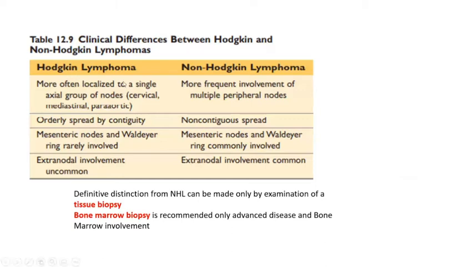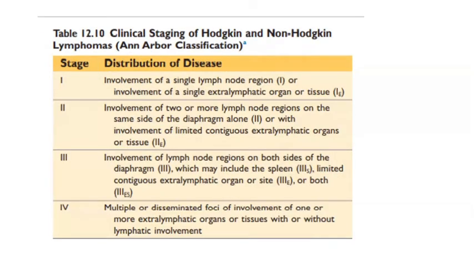There are certain points which differentiate Hodgkin from non-Hodgkin lymphoma. Hodgkin mostly involves a localized single axial group of nodes, while non-Hodgkin involves multiple peripheral nodes. Hodgkin is a contiguous involvement of nodes, and non-Hodgkin is non-contiguous. Mesenteric nodes and Waldeyer ring are not involved in Hodgkin, while they are involved in non-Hodgkin lymphoma. Ultimately we distinguish them from the tissue biopsy. Bone marrow biopsy is done only in cases in which bone marrow involvement is suspected, otherwise not.